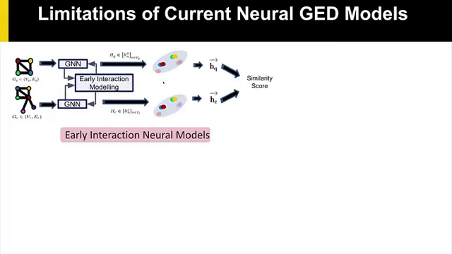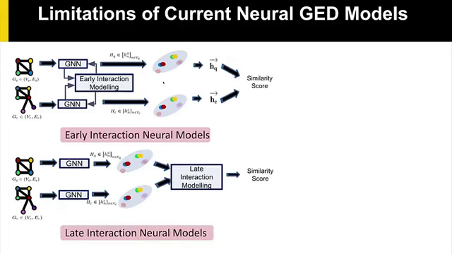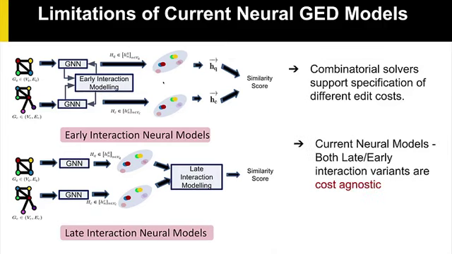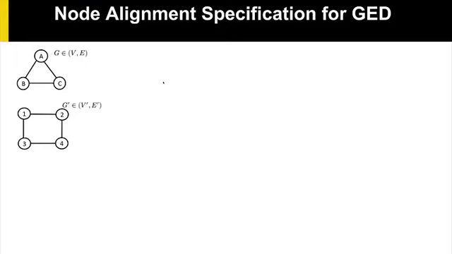The current state of the art on neural GED prediction relies on either an early interaction modeling where cross-graph signals are transmitted during message passing, or late interaction models which process the output of the GNN modules to compute graph similarity scores. A severe shortcoming of all current models is that while combinatorial solvers support variable edit costs, all current neural models are cost agnostic, which is unable to tap into the immense versatility of the GED framework. In our proposal, we address this by relying on a node alignment specification of GED.